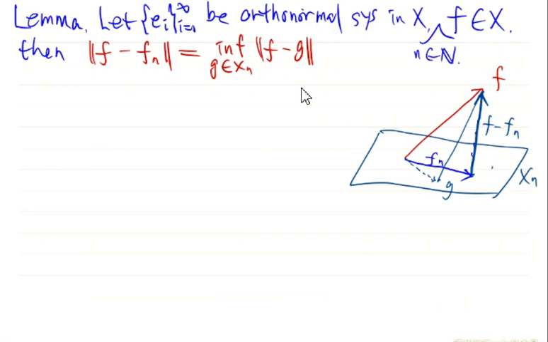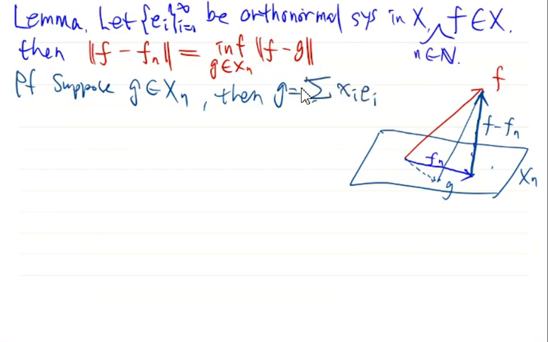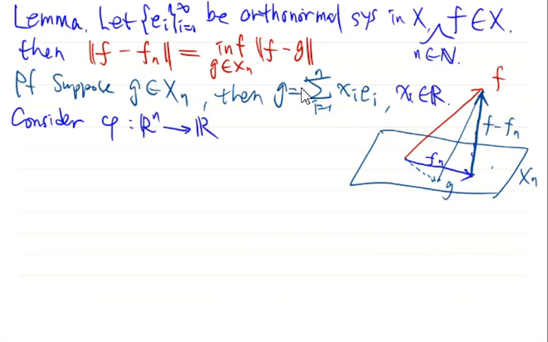So now we prove this result. Suppose g is an element in Xn, then g is a linear combination of the Ei, where the coefficients xi are real numbers. Then we consider a function denoted by phi from Rn to R. Because we have n real numbers x1, x2, ..., xn, these n real numbers determine the element g. So we can identify g with this point in Rn. Therefore, we consider this function phi.